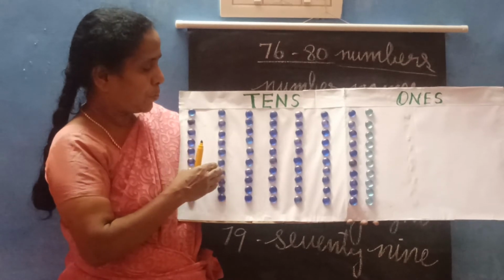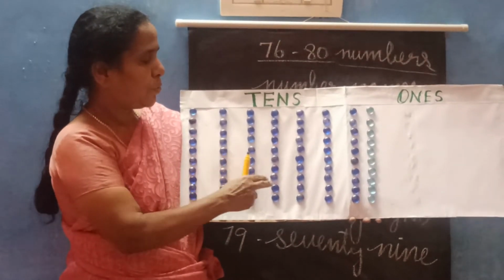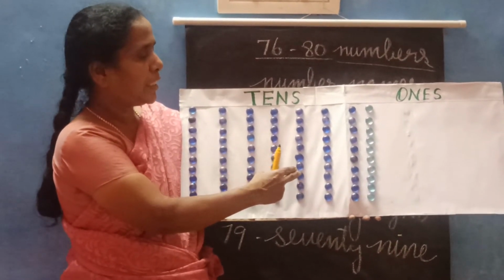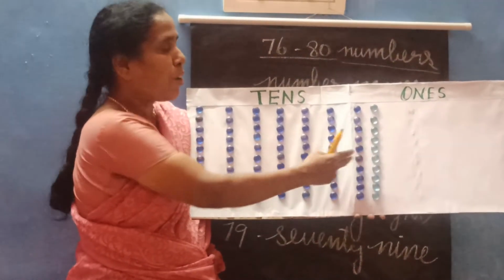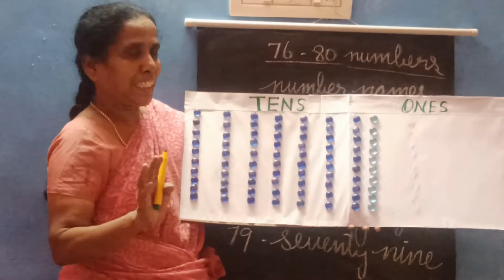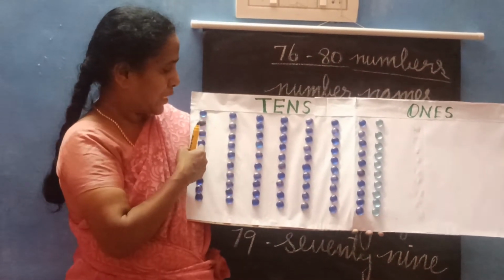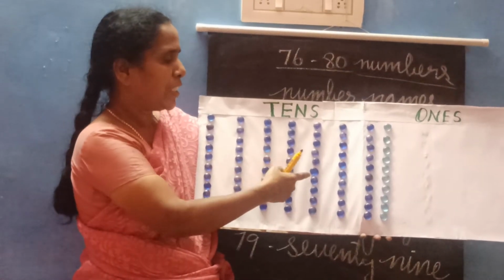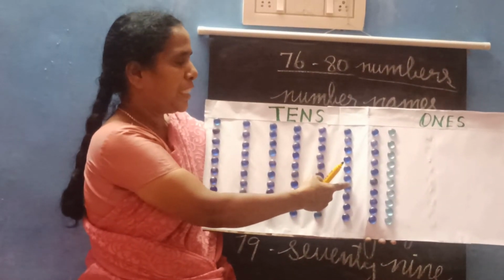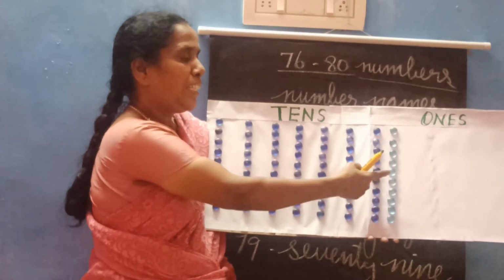1 ten, 2 tens, 3 tens, 4 tens, 5 tens, 6 tens, 7 tens, 8 tens. How many tens are there in 80? 8 tens. Again: 1 ten, 2 tens, 3 tens, 4 tens, 5 tens, 6 tens, 7 tens, 8 tens.